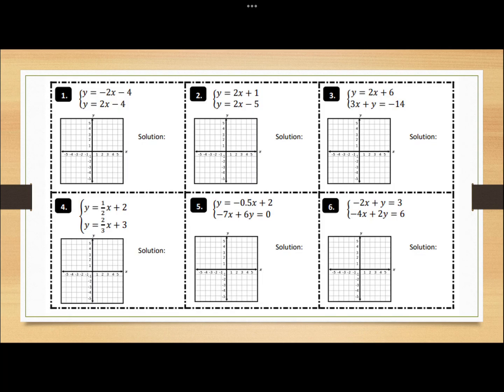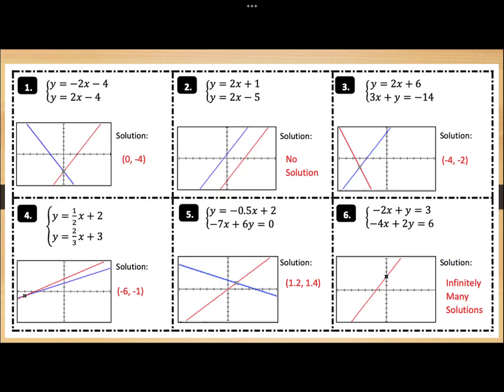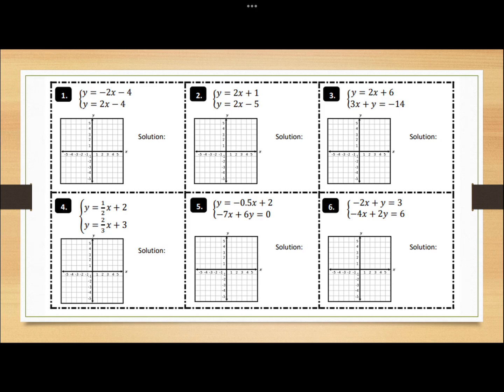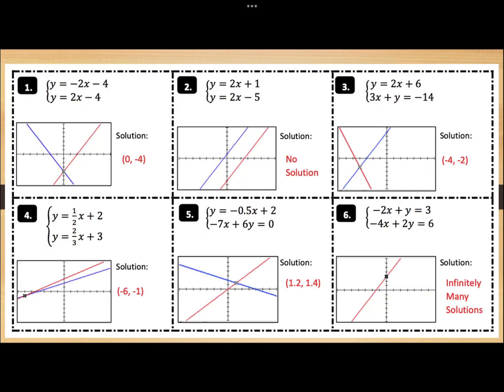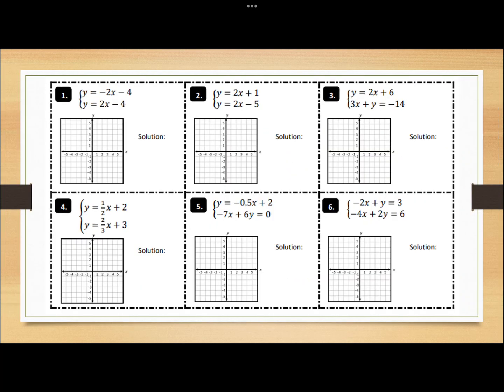So here you have 6 problems you can work, use your calculator, graph them, see if you can get them right. The answers are all on my next slide, so work some and then check them. You can go back and forth, see if they're right or wrong, so that you know what you're doing. But you will have to graph correctly.